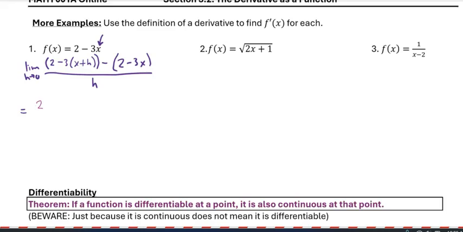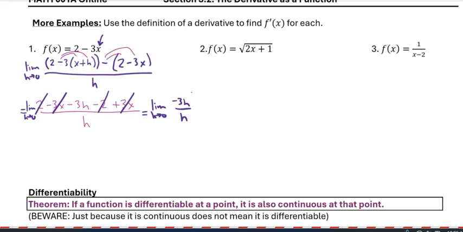So we have 2, and then we distribute the negative 3 to get minus 3x minus 3h. And then don't forget to distribute this negative: minus 2 minus a negative 3x is plus 3x, over h. You might notice that 2 take away 2 cancels out, and then negative 3x plus 3x cancels out. I forgot to write my limit, but let me write that in. All we're left with is the limit as h goes to 0 of negative 3h over h. Then the h is simplified, and we're literally left with the limit as h goes to 0 of negative 3. It's just a constant function. The answer is just negative 3.